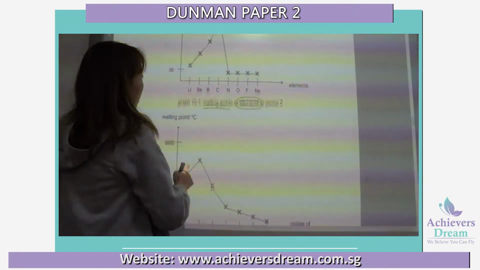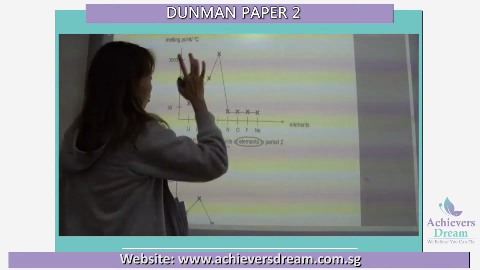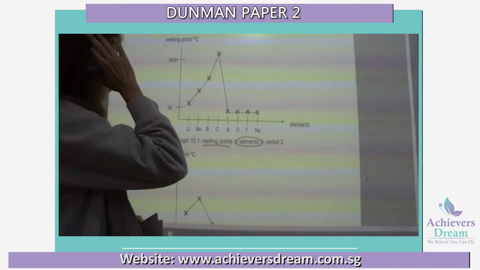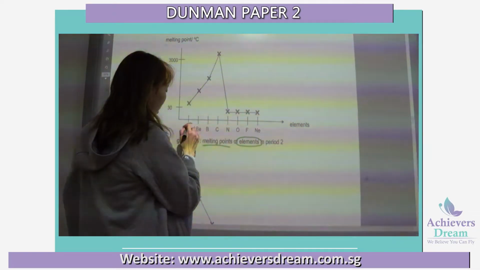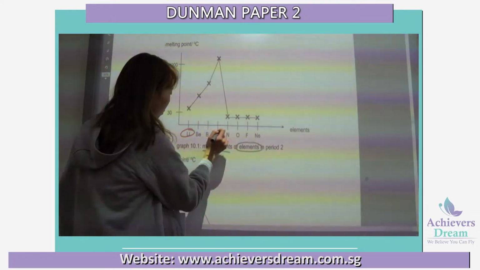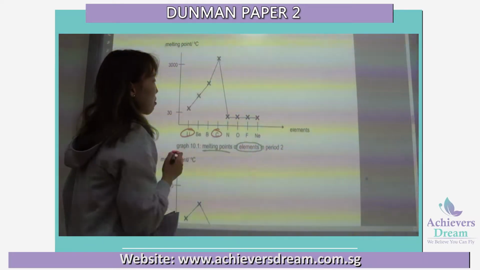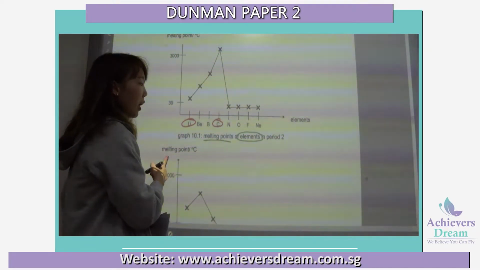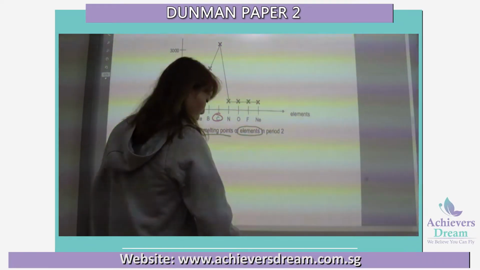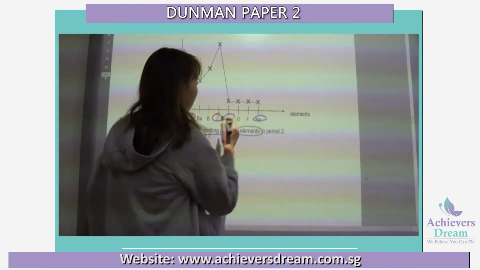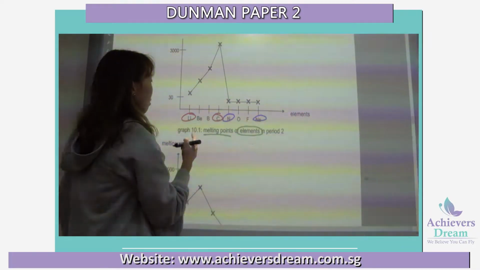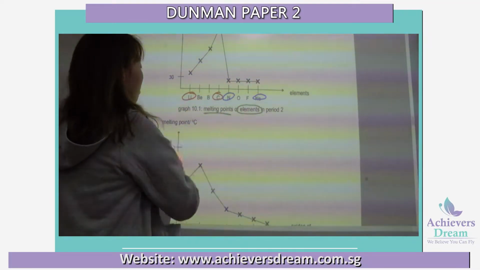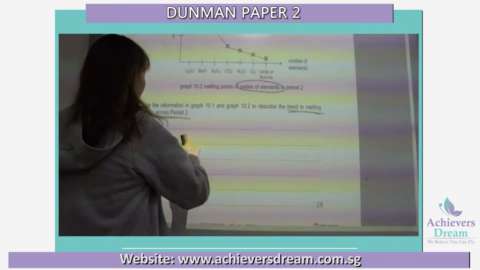So let's look at graph 10.1 first. What is the general trend for elements in period 2? From lithium to carbon, there's a general increase in melting point, correct? But look at from nitrogen to neon, there's a sharp decrease followed by constant temperature. Constant melting point, sorry. So we write that down first.